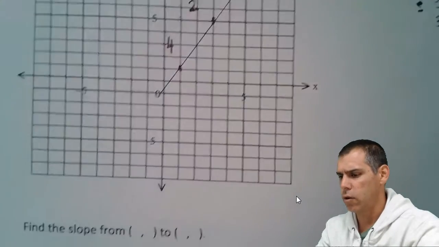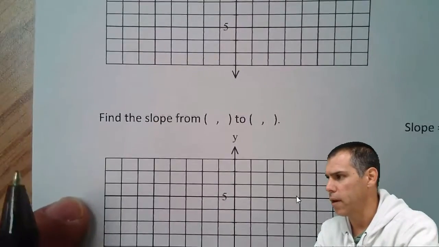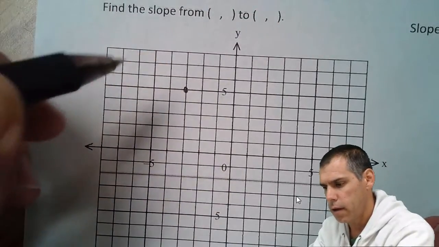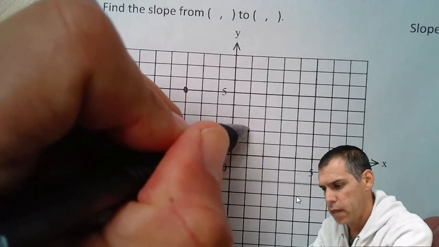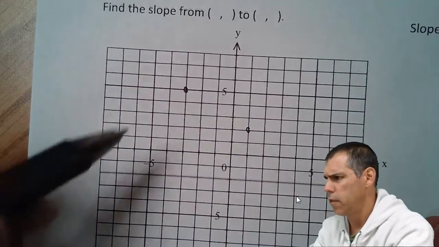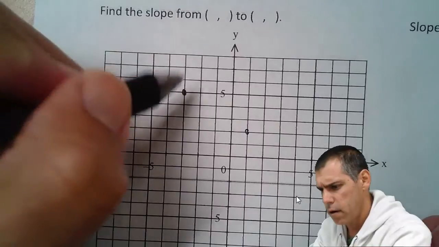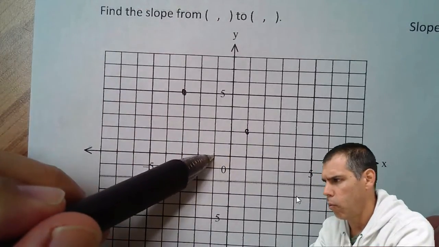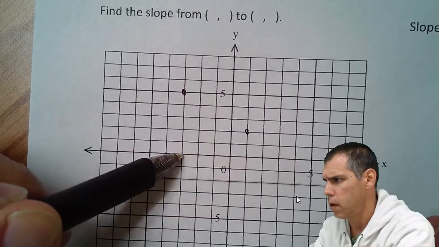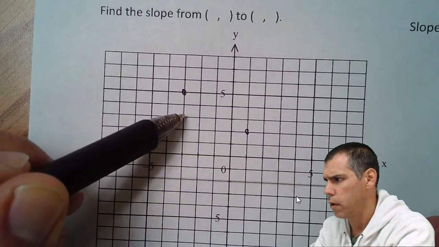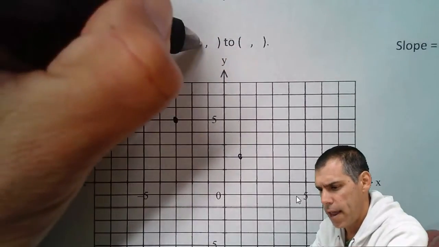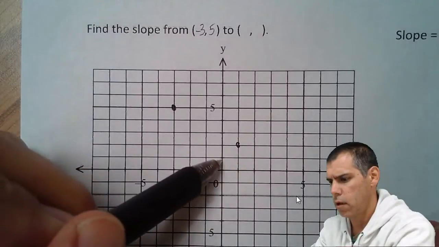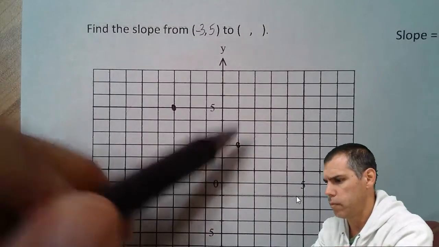Okay, let's go to another example. And instead of going upwards, let's go downwards. And we'll take this point here and this point here. So this point right over here, let's see, what is that? That is 1, 2, 3, 1, 2, 3, 4, 5. So it's -3, 5. And the other point is 1, 2.